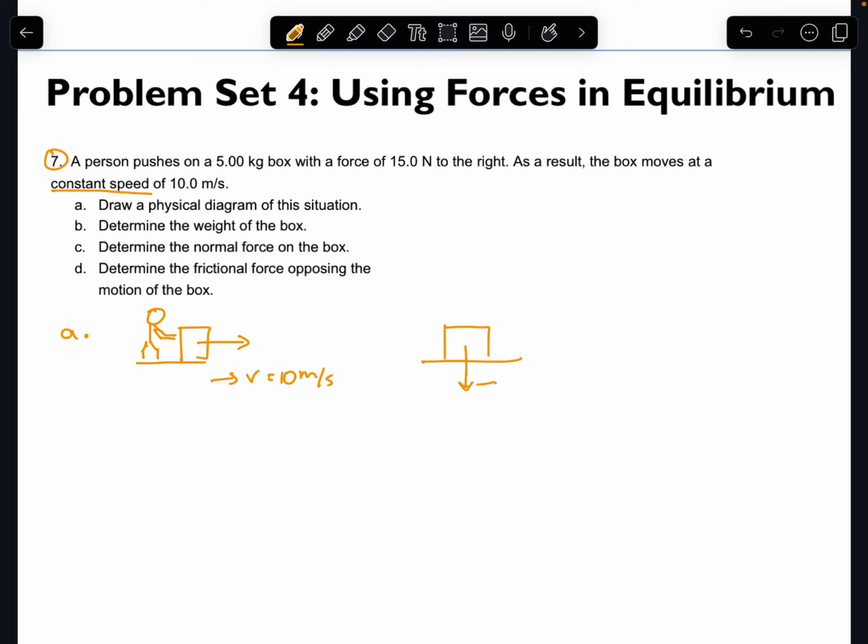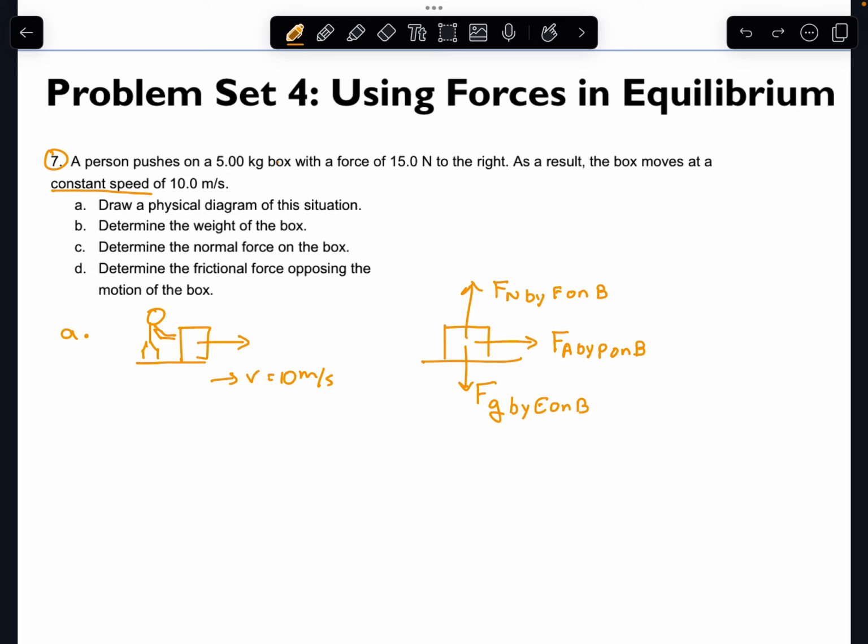Let's see. Force gravity by the earth on the box. Force normal by the floor on the box. I was making sure the problem didn't refer to the ground or floor by any name. There's got to be an applied force by the person on the box. And at this point, I might be tempted to stop, except this note about constant speed.